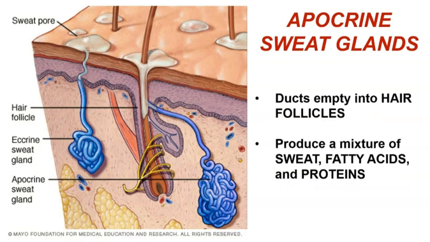So apocrine sweat glands have a pretty similar structure to our eccrine sweat glands in that it's a coiled secretory portion with a single duct that extends toward the surface of the skin. But in this case, the ducts of apocrine sweat glands actually empty into hair follicles. So these glands are always associated with body hairs, whereas our eccrine sweat glands, their ducts are not associated with body hairs. So the sweat that the apocrine sweat glands produce not only contains sweat, but it also contains a mixture of both fatty acids and proteins.